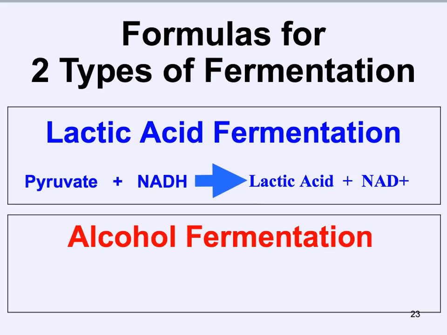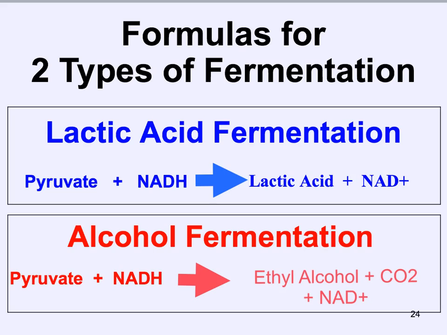Now let's consider alcohol fermentation. This also begins with the same two reactants, pyruvate and NADH. Here they will be converted into ethyl alcohol, CO2, which is a gas, so think bubbles, and NAD positive. Once again, it's the NAD positive that is the most important part.